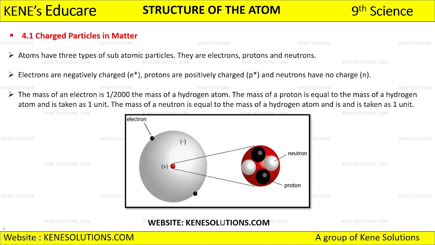When it comes to mass, the mass of an electron is 1 by 2000 of the mass of a hydrogen atom. The mass of a proton is equal to the mass of a hydrogen atom and is taken as 1 unit. The mass of a neutron is also equal to the mass of a hydrogen atom, and we take that as 1 unit again. Got it? They have even shown in the diagram what exactly electrons, protons and neutrons are. Please go through this and write some of the parts.